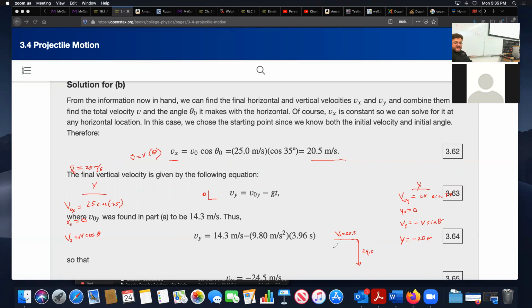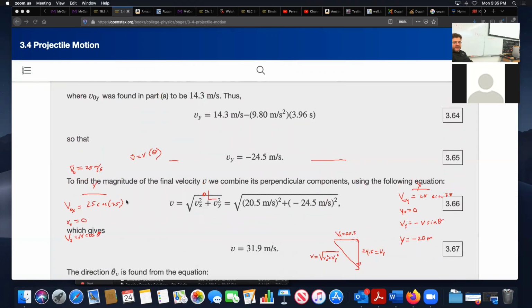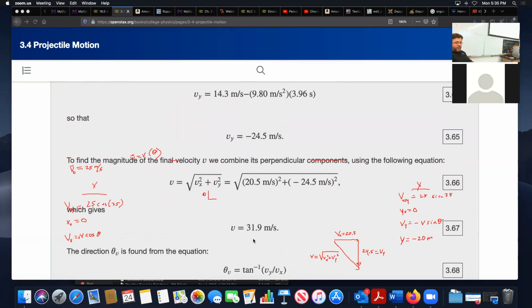Well, of course, we can use this to calculate the overall final velocity. This is the final velocity x, this is the final velocity y. And the total final velocity is the square root of these 2 things squared, added together, because that's the Pythagorean theorem: vx squared plus vy squared. And that's what they do, the very next thing they do right here. They calculate that, and they get a total overall velocity of 31.9 meters per second.